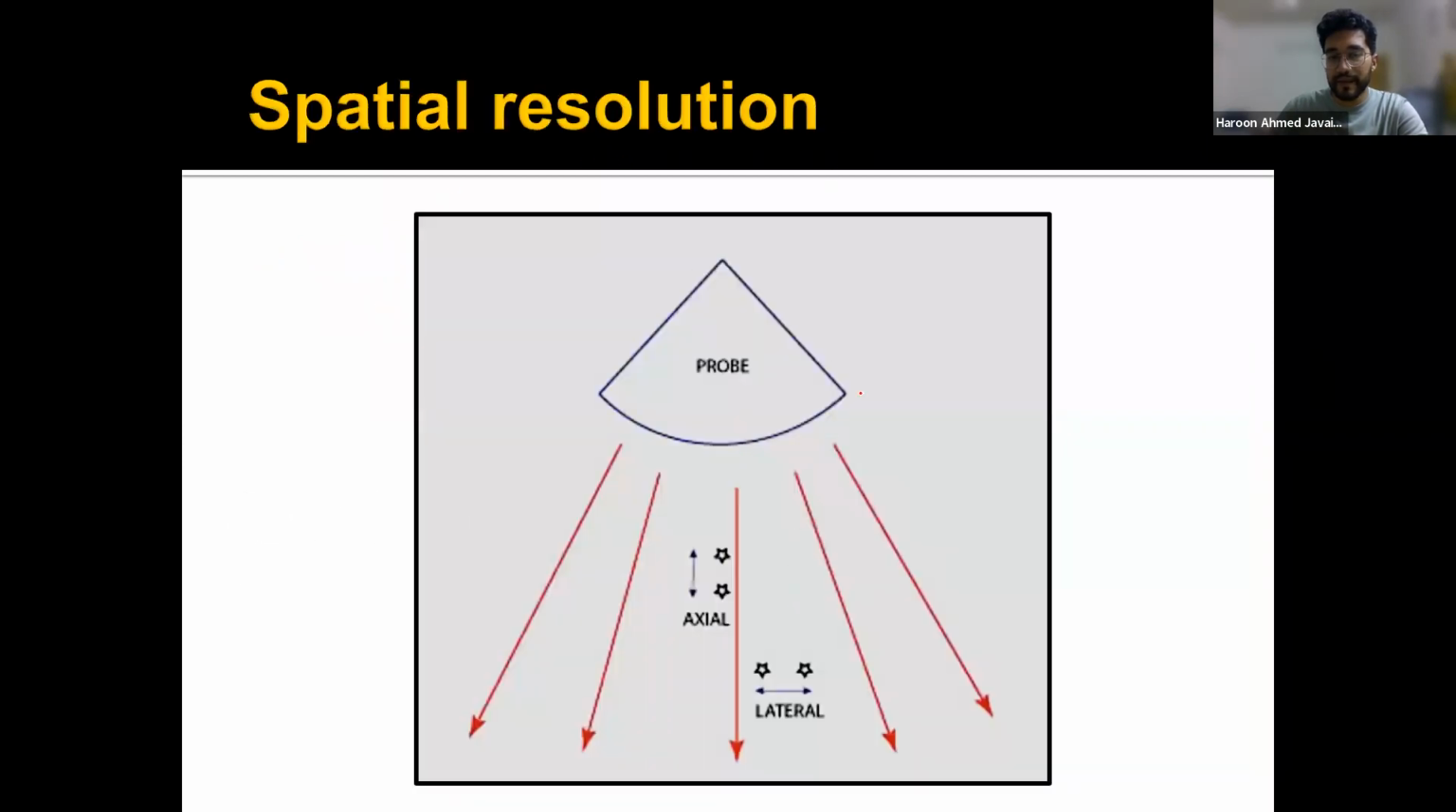Spatial resolution. Spatial resolution is of 2 types. In ultrasound, okay? Spatial resolution is the ability to distinguish 2 objects as 2 distinct entities, right? So over here, you can have 2 distinct objects either in front of each other or beside each other. When it's beside each other, it's known as the lateral spatial resolution. And when it's in front of each other, it's called the axial resolution.